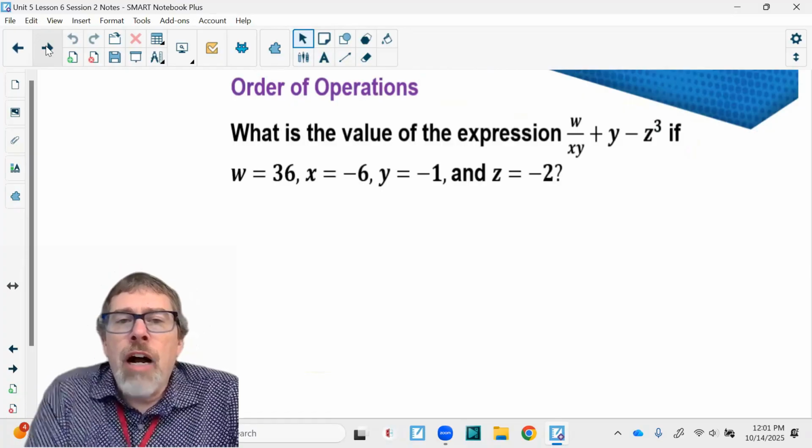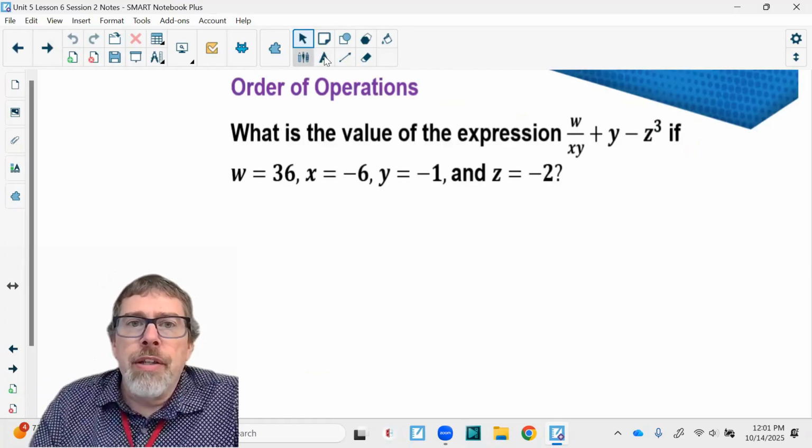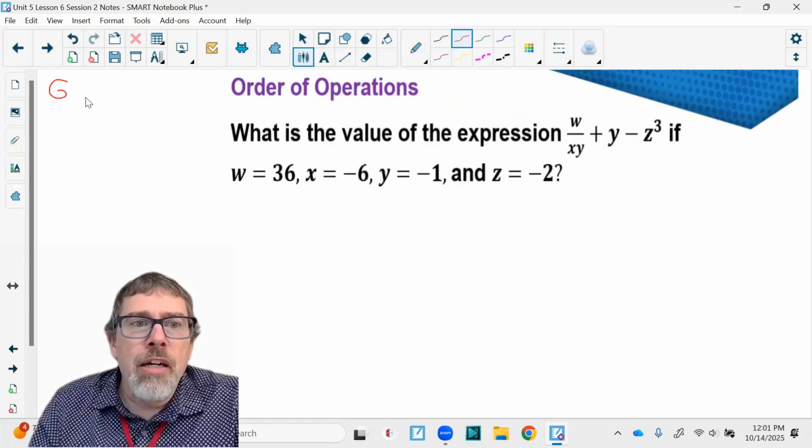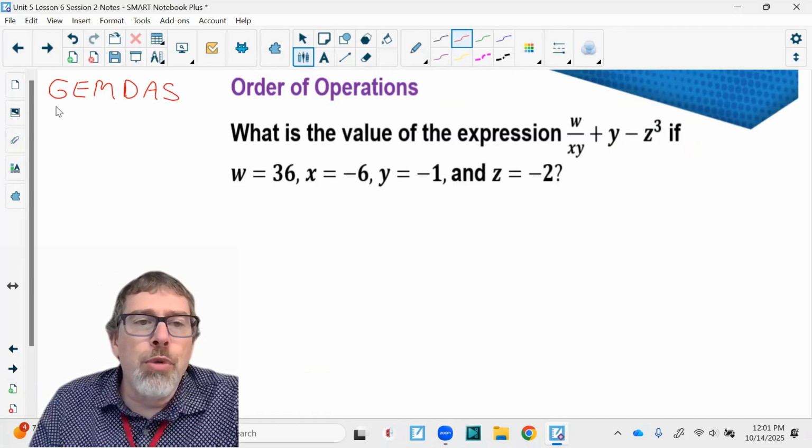Okay, so order of operations. I'm going to write the acronym for that, and I don't use a P. A lot of people say PEMDAS. I use a G. And the reason I use a G is because G covers more things: grouping.